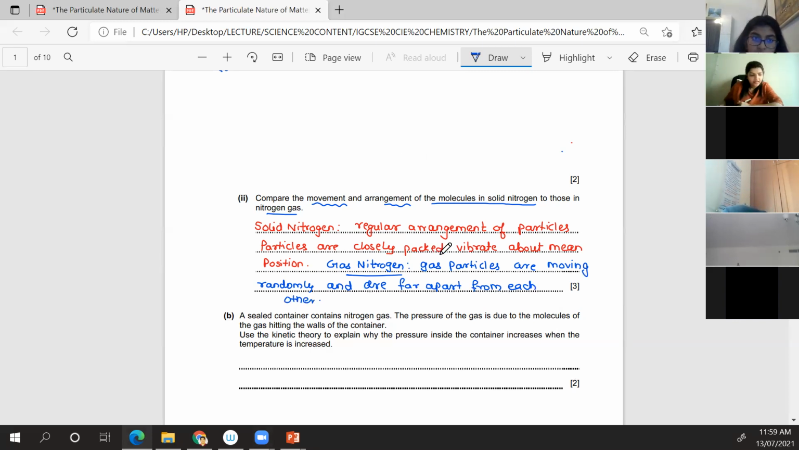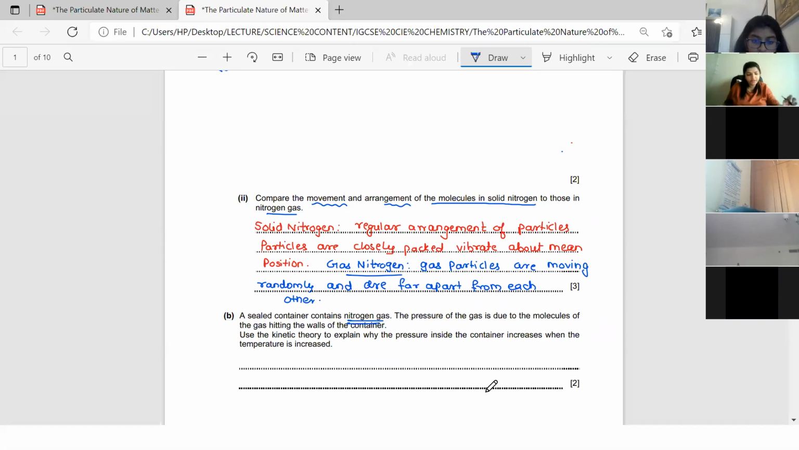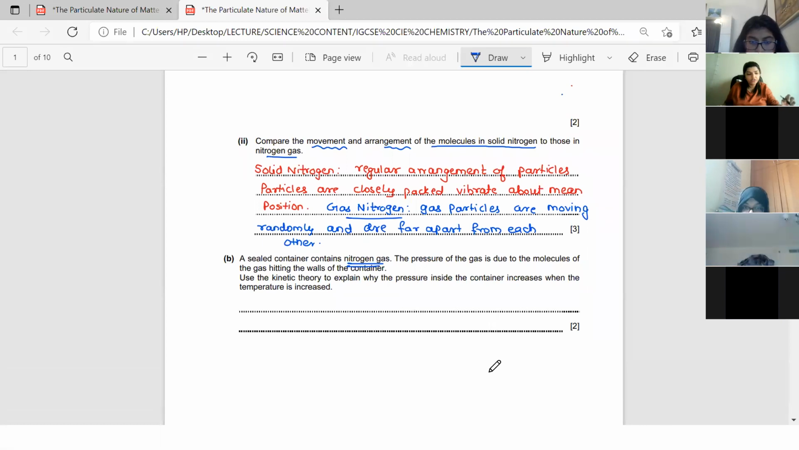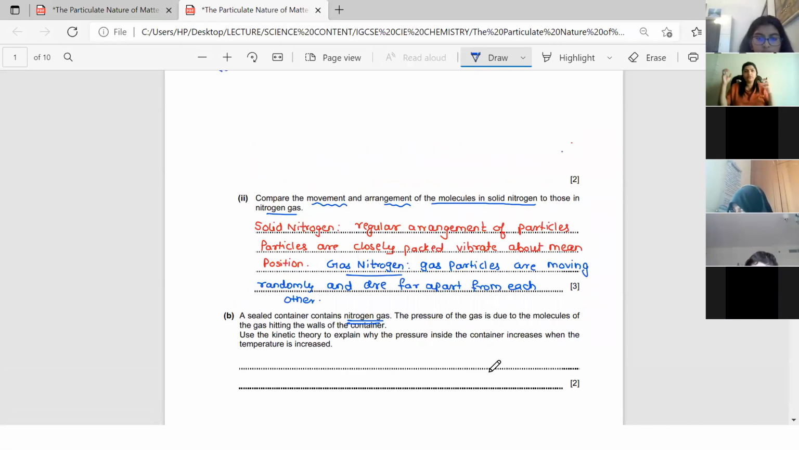Okay, next. A sealed container contains nitrogen gas. The pressure of the gas is due to the molecules of the gas hitting the wall. So the pressure is because of the heating the walls. Yes, Arpita, that's absolutely correct. Use the kinetic theory to explain why the pressure inside the container increases when the temperature increases.